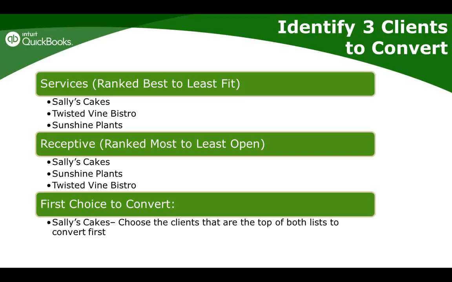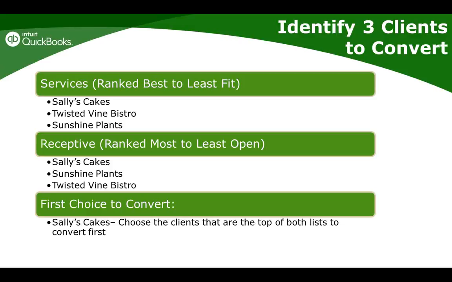All right, and then Sunshine Plants. Let's say Sunshine Plants is a greenhouse. They have inventory, they have employees, maybe they have a delivery truck. These business models are just getting more complex. So Sally's is going to be the best fit. Sally has the most simple business model and would be a great fit for QuickBooks Online as far as that business model. Next we go with how receptive they are.